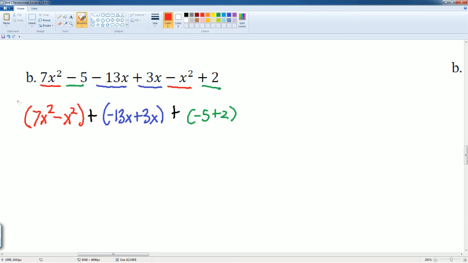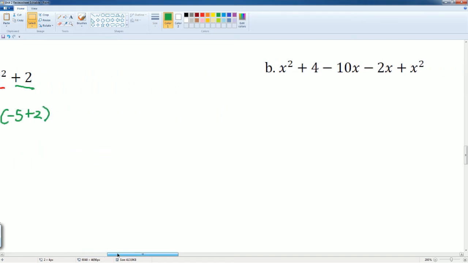Now we can add it. 7x squared minus x squared. Remember, there's technically a 1 here. So this is 6x squared. Let's go to our x term. Negative 13x plus 3x is negative 10x. Then lastly, we have negative 5 plus 3. That gets us negative 3. So this is actually our answer right there. 6x squared minus 10x minus 3.